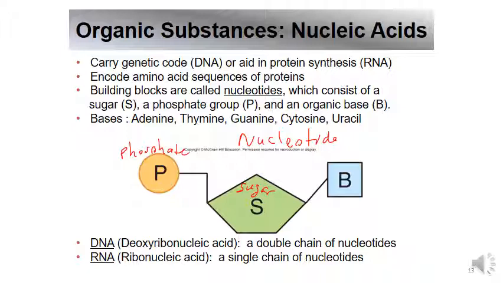Now, the bases can be different. And the bases are made up of a lot of nitrogens, hydrogens that have come together. Here are the different types of bases. And we're going to see how the DNA versus RNA have different combinations of these bases.